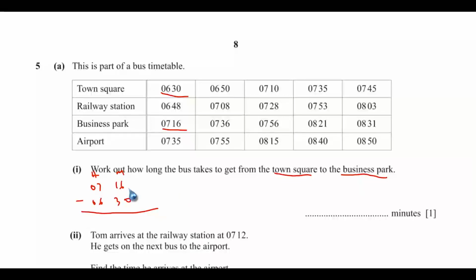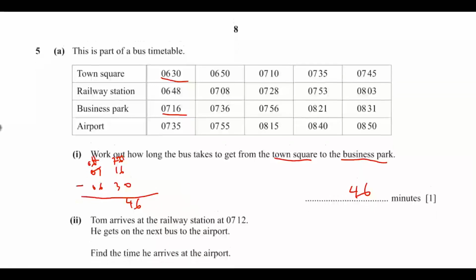Okay, so this is hour and this is minute. So of course 30 cannot be subtracted from 16 minutes. So we borrow an hour from 7 hours. So that will be left with 6 hours. Then 1 hour is 60 minutes. 60 add 16, that will be 76. So 76 minus 30, that should be 46. Of course 6 minus 6 is 0. So that means we have 46 minutes there.